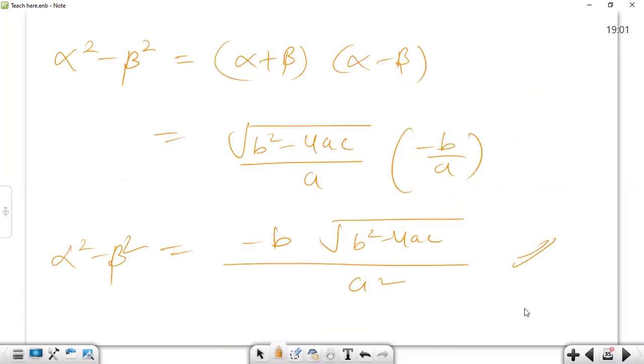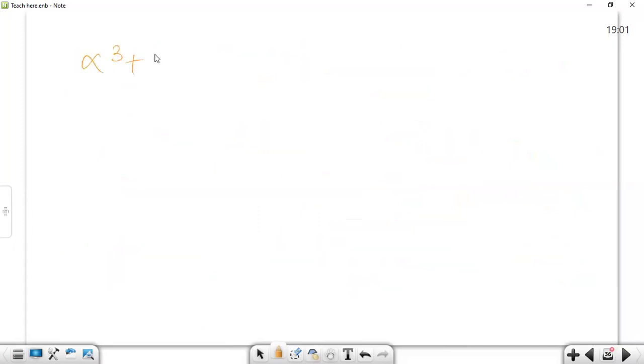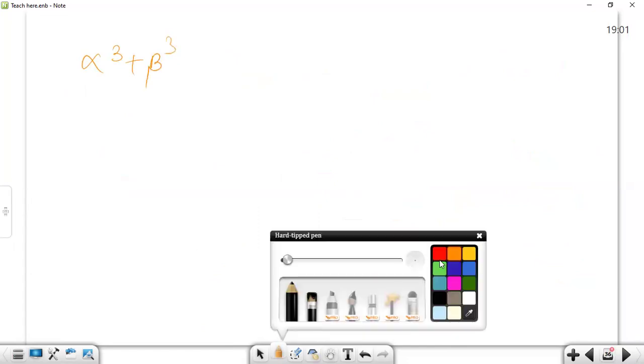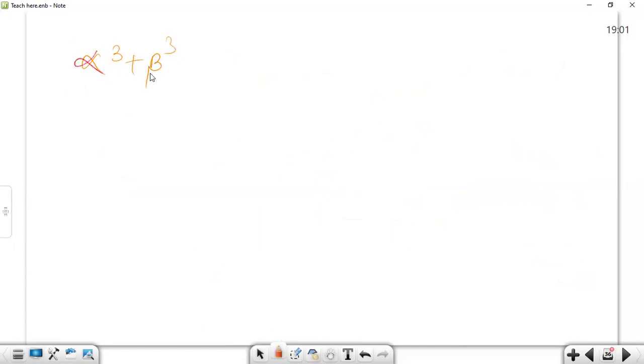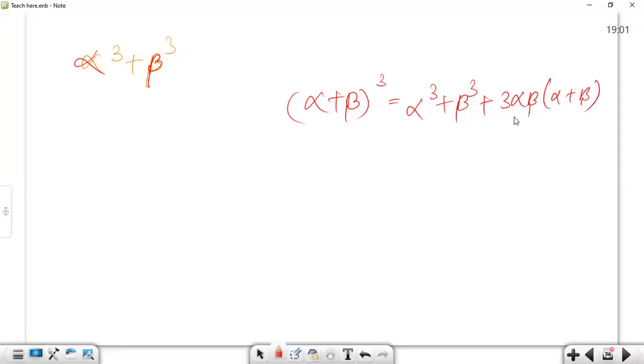Yes, sir. Now let's talk about alpha cube plus beta cube. So let's find out alpha plus beta whole cube, because that is giving us an intuition that we'll be able to find out alpha cube plus beta cube here also, into 3 alpha beta into alpha plus beta. Now we know about alpha beta and also about this term. So only the unknown element is this. We also know about this, so the cube of minus b by a will be minus b cube upon a cube.